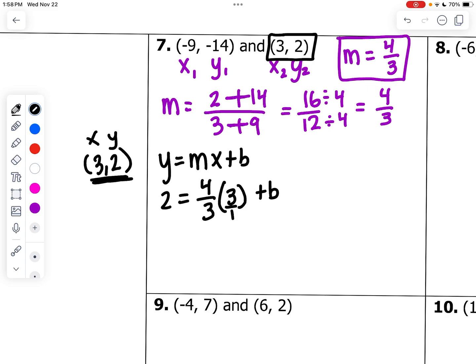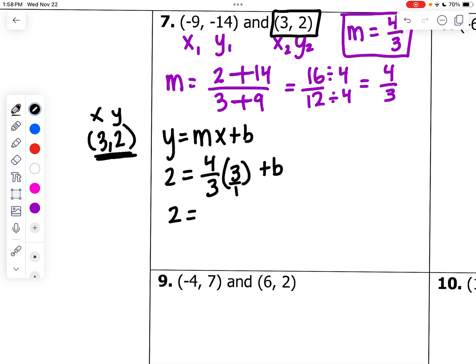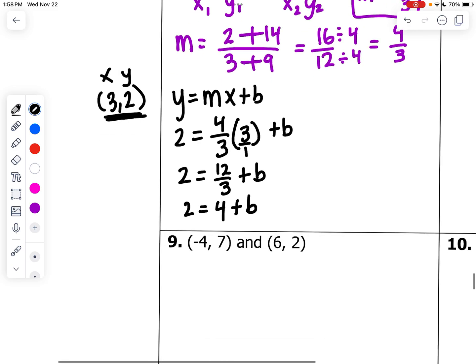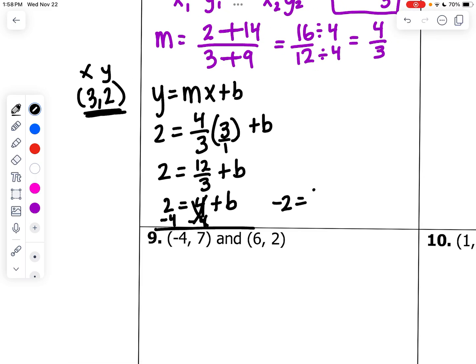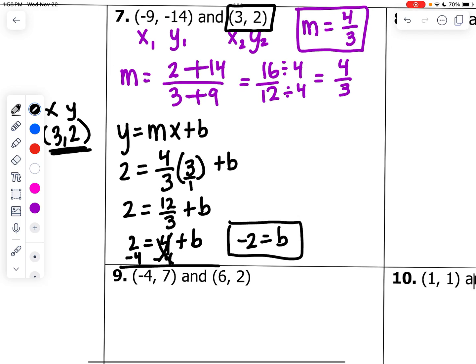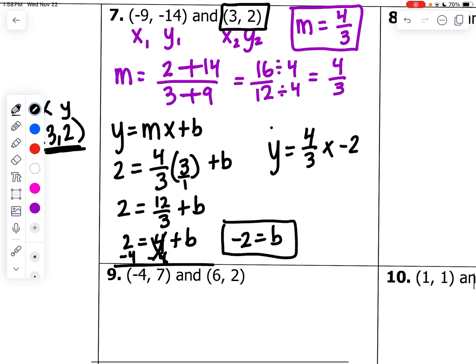Put a 1 under this so we can multiply. 4 times 3 is 12. 3 times 1 is 3, so it's 12 over 3. 4 plus b. And then subtract 4. 2 minus 4 is negative 2. So that's my b. I already found my m, so it's y equals 4 over 3x minus 2.